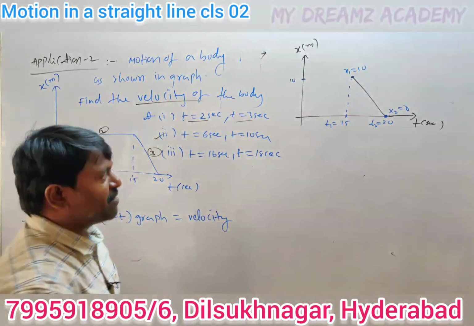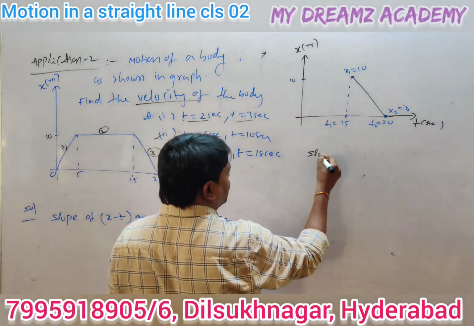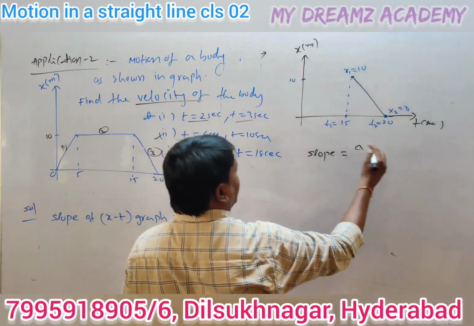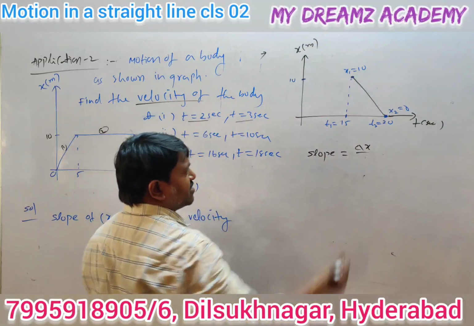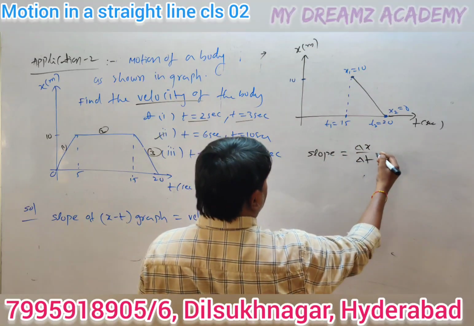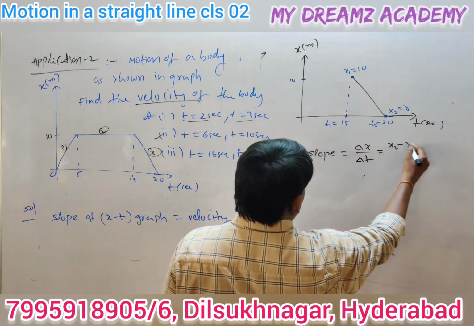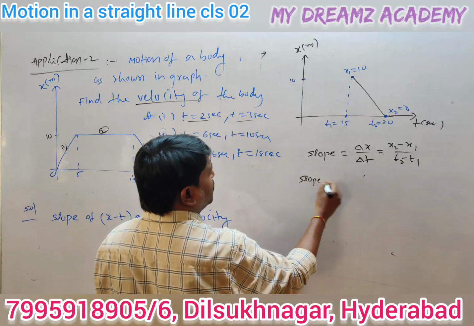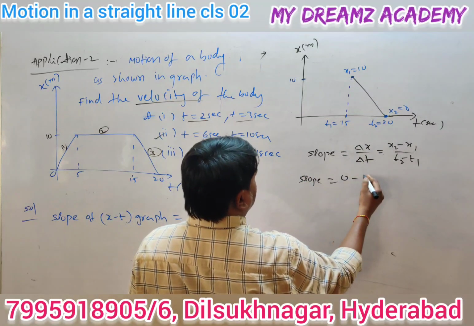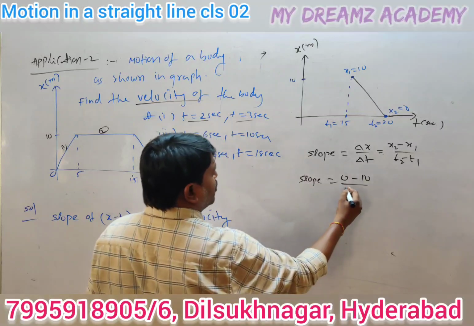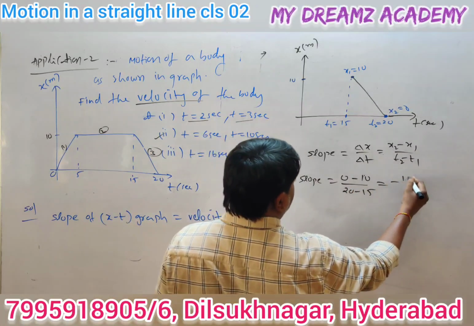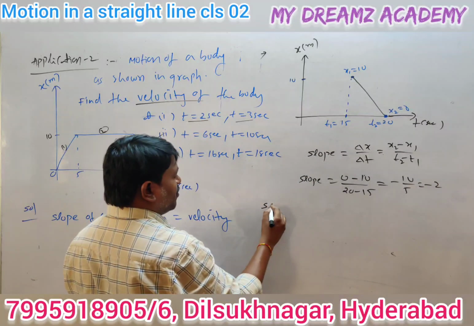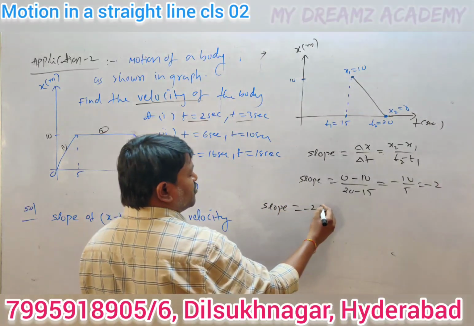Now what is the slope of this curve? Slope equals y difference by x difference. Along the y-axis we have considered x, so delta x, and the x difference is delta t. Slope equals delta x, that is x2 minus x1, by t2 minus t1. So x2 value 0 minus x1 value 10, by t2 value 20 minus 15, that is minus 10 by 5, that is minus 2. Slope equals minus 2 meter per second.